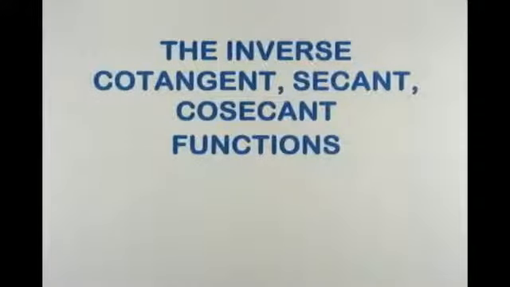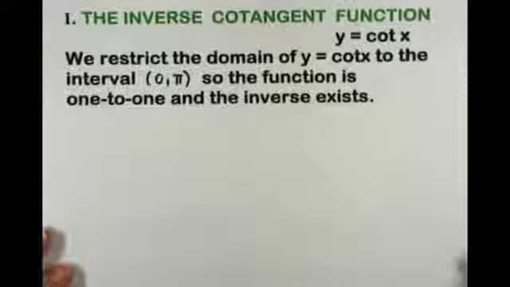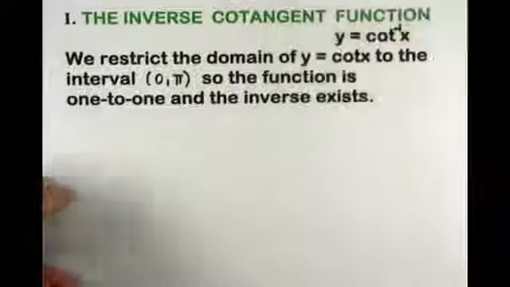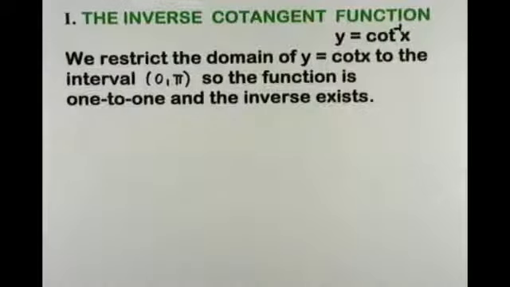The inverse cotangent, secant, and cosecant functions. So first we would like to talk about the inverse cotangent function. Cotangent inverse function. We need to restrict the domain of cotangent to the interval from 0 to pi, so the function is 1 to 1 and the inverse exists.